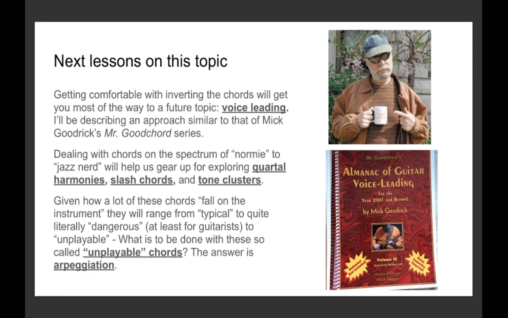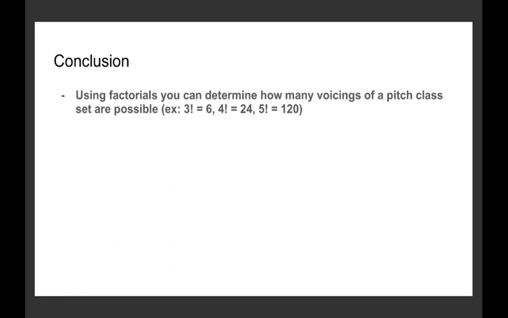And in conclusion, just to wrap up and sort of review what we just talked about, you can use factorials to determine how many voicings of a pitch class set are possible. So for triads, this is 6 different voicings. For 4-note pitch class sets, it's going to be 24. In 5, it skips up to 120, and so on. It becomes a lot more material to manage as you get to larger and larger sets.